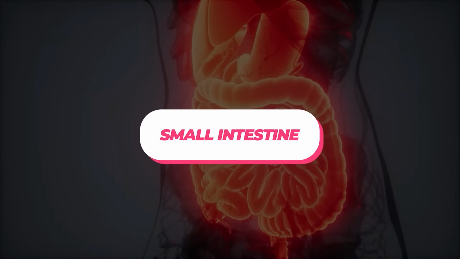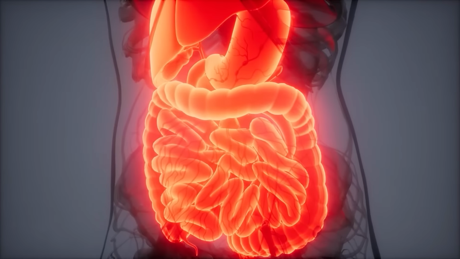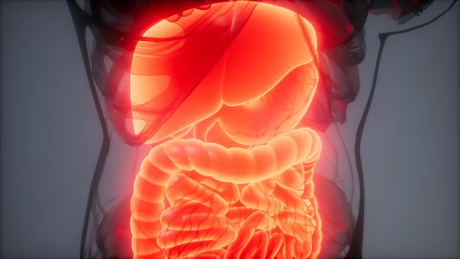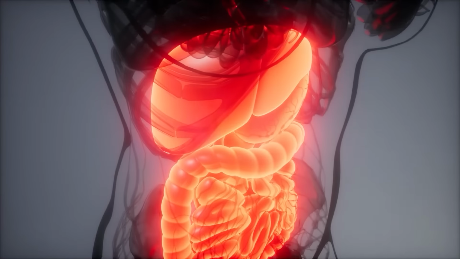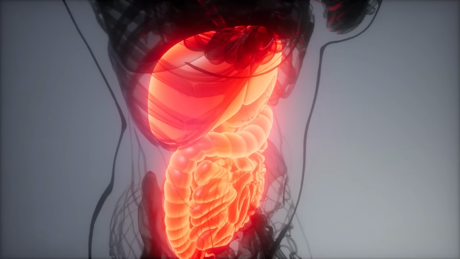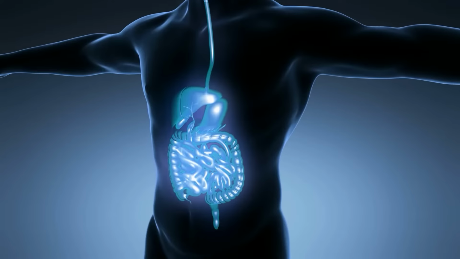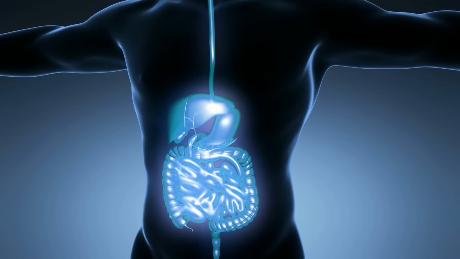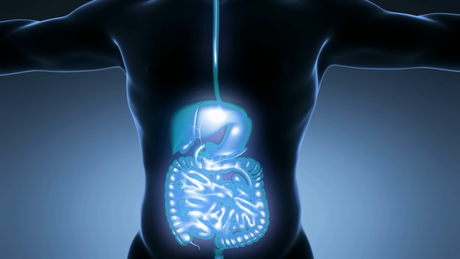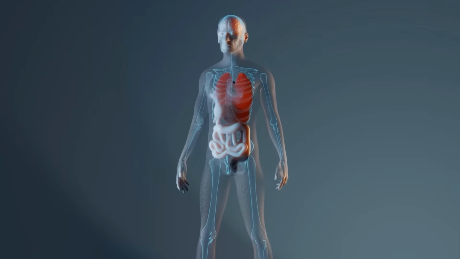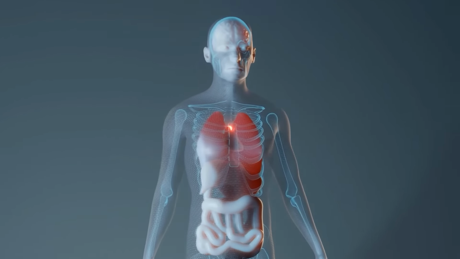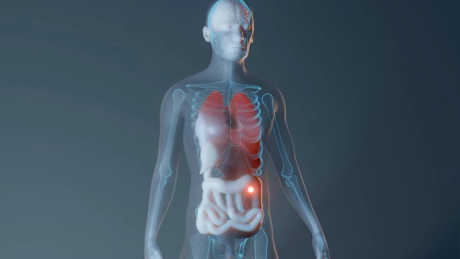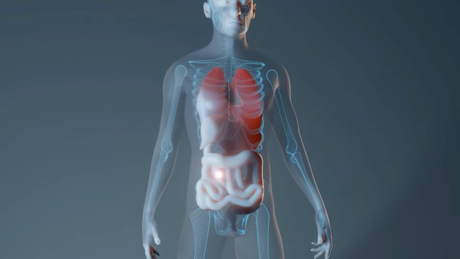Small intestine. The small intestine is a long, coiled tube that is responsible for the majority of nutrient absorption. The walls of the small intestine are lined with tiny, finger-like projections called villi and microvilli, which greatly increases the surface area for absorption. The small intestine also plays a role in the secretion of bile, which is produced by the liver and stored in the gallbladder. Bile helps to emulsify fats, making them easier to digest. The small intestine also receives enzymes from the pancreas, which aid in the digestion of proteins and fats.